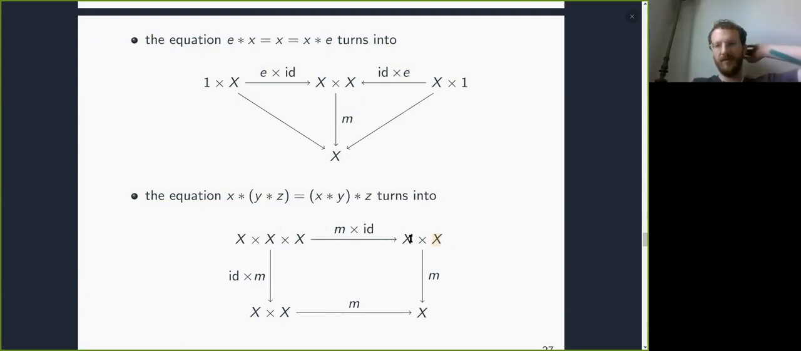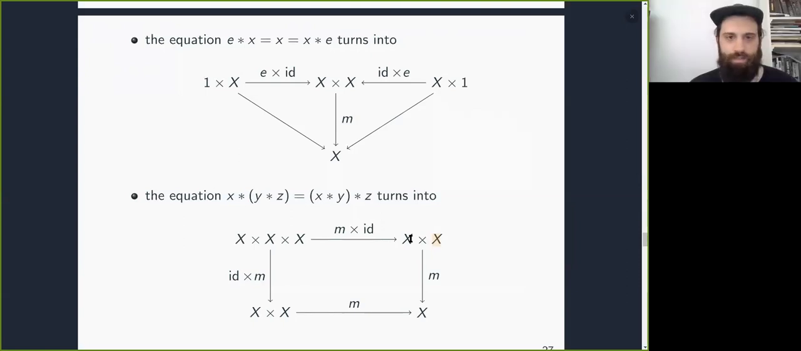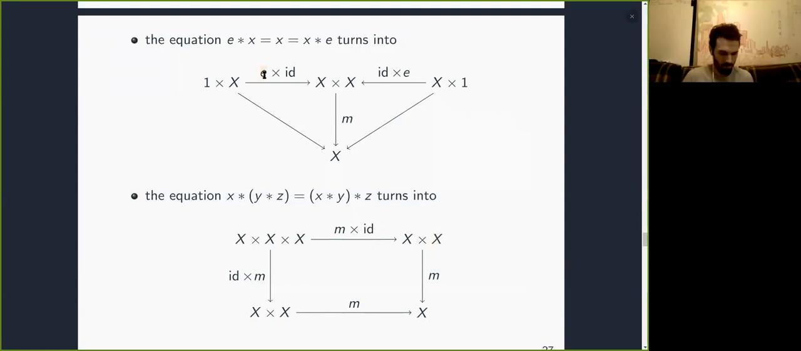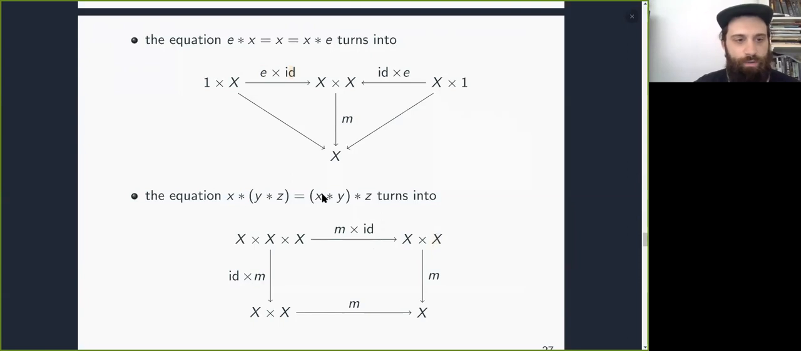I was just going to say, for clarification, that ID is not the same as our identity element in our monoid. This is the identity arrow that comes with our... Yes, yes. So the identity element I'm denoting with E. Yep. And yeah, the identity arrow always comes for free in every category. Every single object has an associated identity arrow, which is like do nothing.